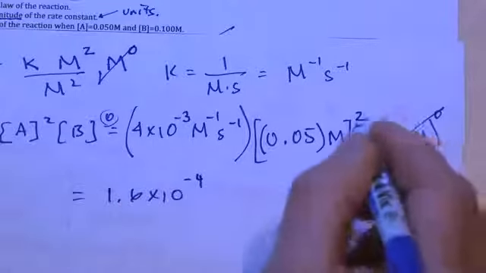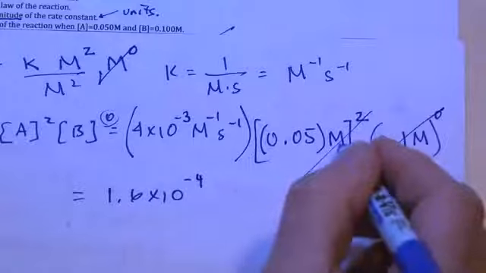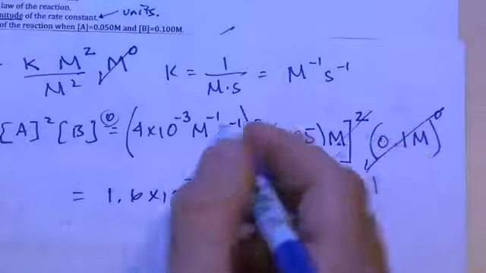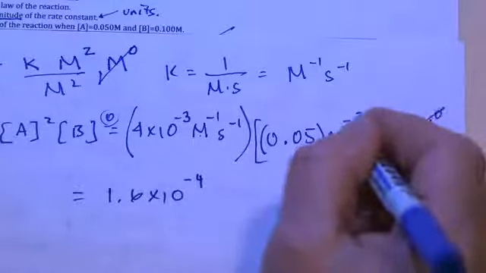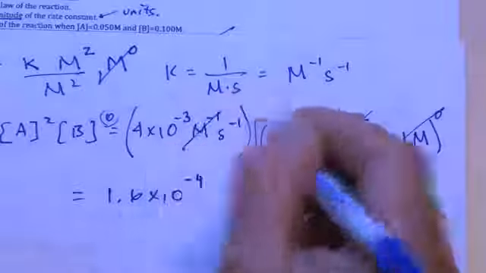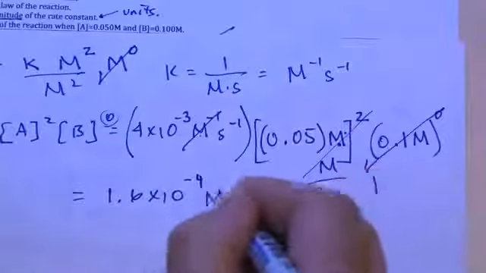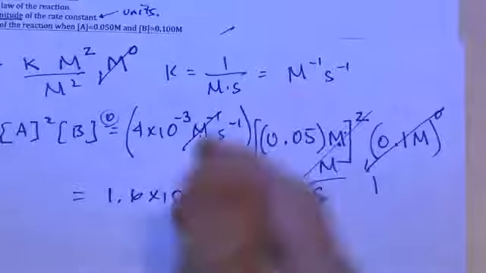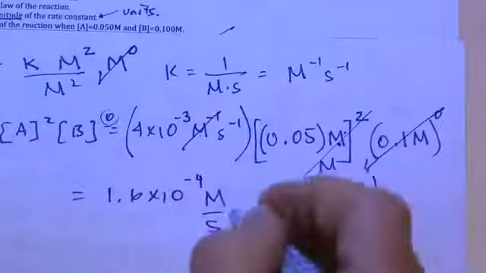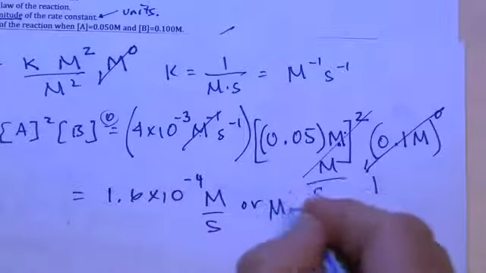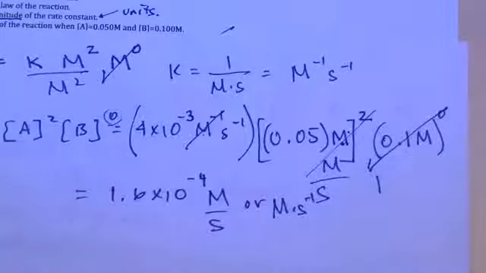And the units on this, I've got molarity squared right here, and my units on the rate constant are molarity negative 1, seconds negative 1. So one of the molarities is going to go away. And then I'll have molarity per second as my units, because the seconds, of course, since it has a negative 1 exponent, means it's 1 over S. Or I could write it as molarity times seconds to the negative 1. That would be okay as well.